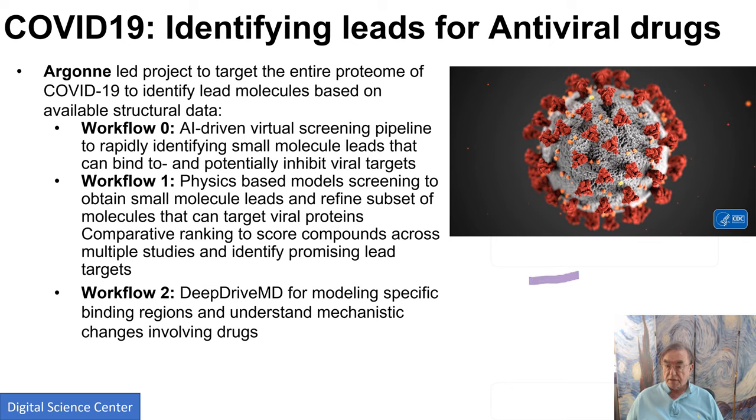Here's a pretty picture of this nasty virus, and they're doing these three different things, which these particular words will occur on the following slides. This virtual screening pipeline to identify drugs, which are by definition small molecules. We're identifying them because they bind well. And we have physics-based models which identify which small molecules to look at. And we have the detailed modeling of actually the binding and how the drugs and viruses interact with each other.